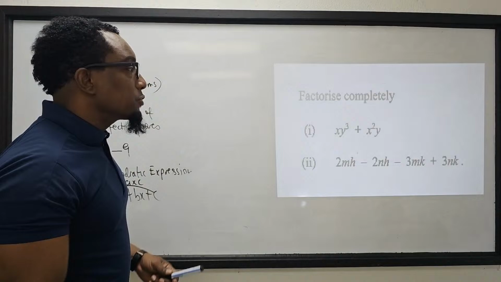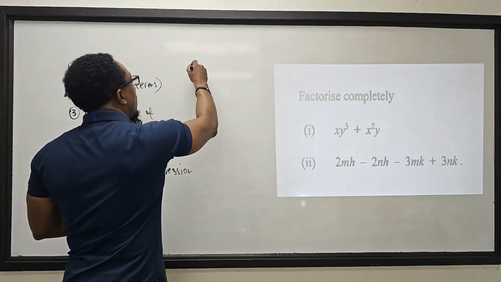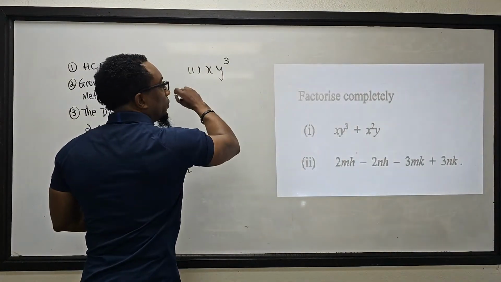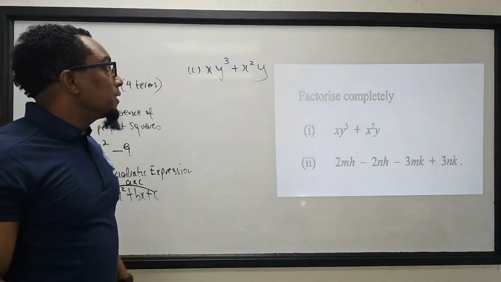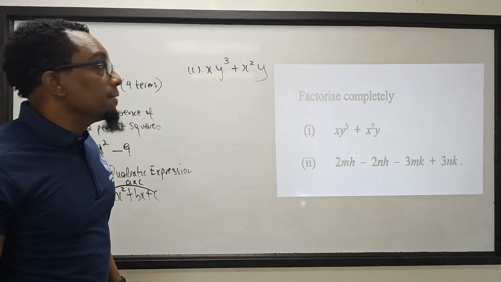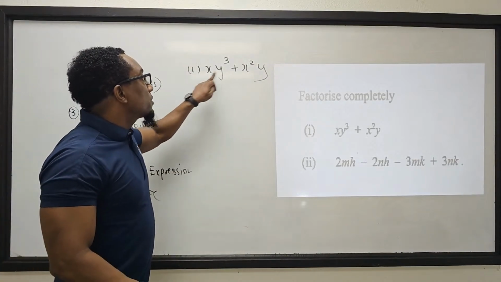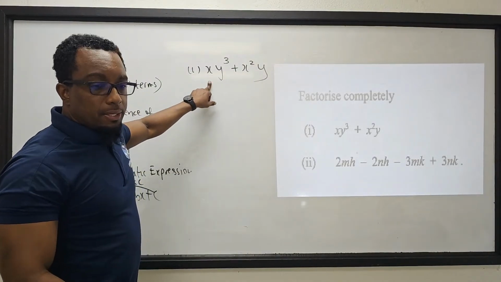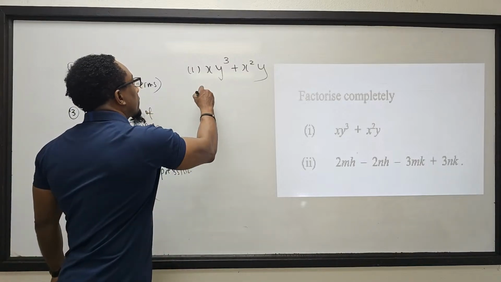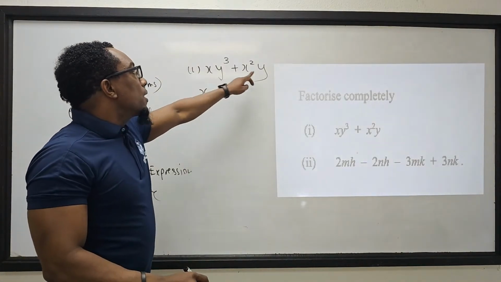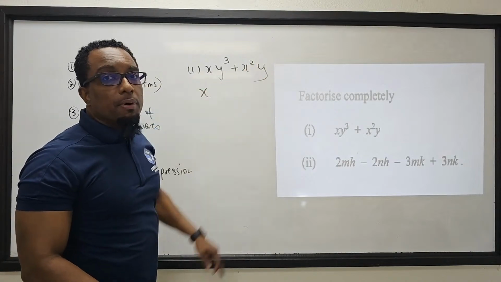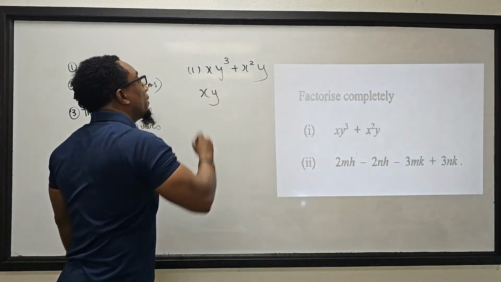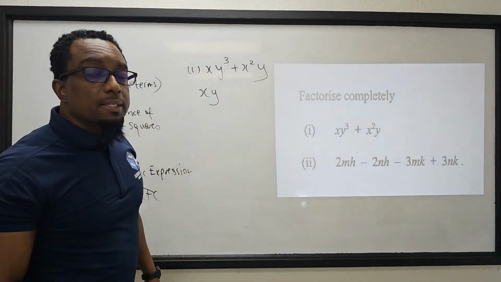So let's see different expressions, how to factorize 1. xy cubed plus x squared y. The method of factorization we're going to use here is the highest common factor. If we look, x is common to both, but I'm going to take out x with the lower power. Y is common to both, but I'm going to take out y with the lower power. This is y to the power 1. So take out y with the lower power. So my highest common factor is xy.